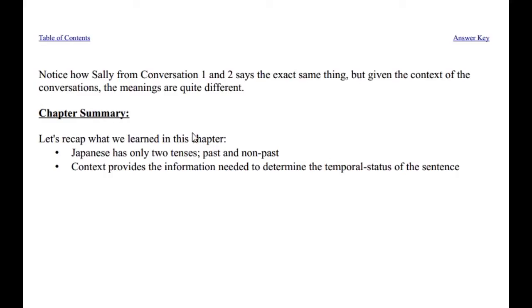But anyway, that's it for this chapter. Like I said, just short and sweet, and just a summary of what we learned. Japanese only has two tenses, the past and non-past, and context is what provides the information we need to determine whether someone is talking about the past, right now, or the future. Okay, so just be sure to remember that. Watch this video again. Really try to understand, okay, two tenses, and context is what determines if it's the past or if it's the non-past.